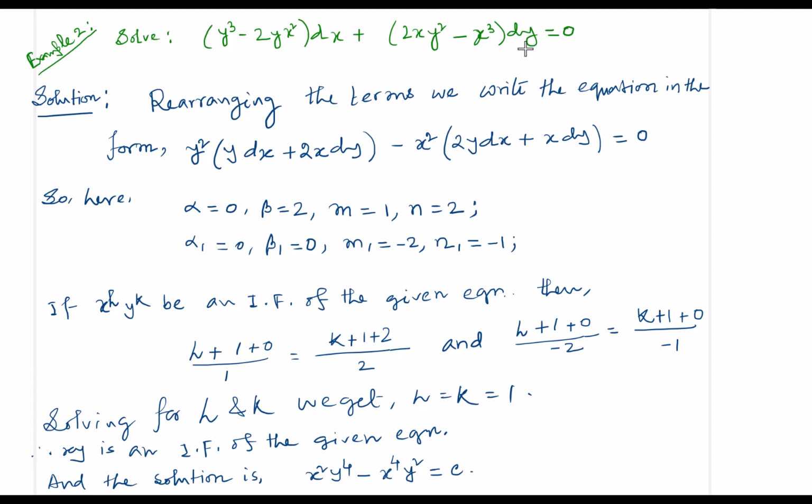In example 2, we solve this equation. Similarly, we compare alpha, beta, m, n, alpha 1, beta 1, m1, n1, and we find the values of alpha, beta, m, n, and alpha 1, beta 1, m1, and n1. If x to the power h, y to the power k is an integrating factor, then we get these two equations by using rule 7b, and we solve these equations for h and k. We get h equal to k equal to 1. So xy is an integrating factor of the given equation and the solution is this.